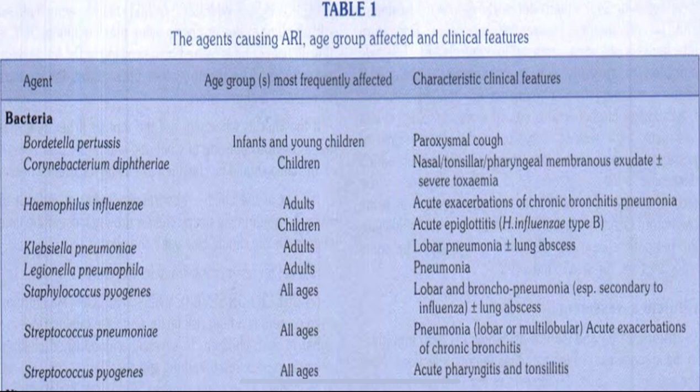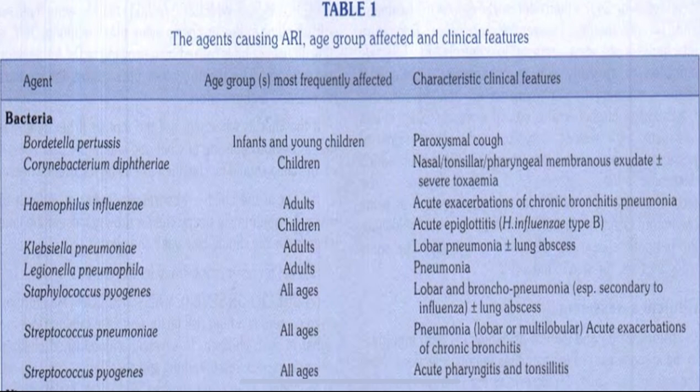Klebsiella pneumoniae mainly affects adults, causing lobar pneumonia, which may or may not be associated with lung abscess. Legionella pneumophila mainly affects adults, causing pneumonia. Staphylococcus will affect all ages, causing pneumonia, which could be lobar pneumonia or bronchopneumonia, especially secondary to influenza. Primarily it causes influenza in the patient, and secondary to that the patient can develop lobar pneumonia or bronchopneumonia, with or without lung abscess.